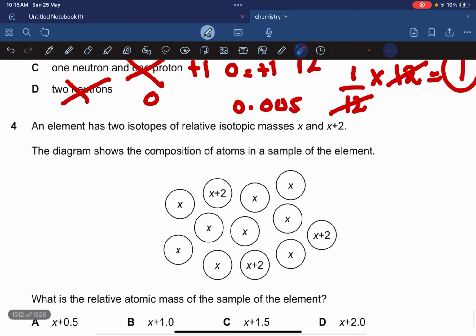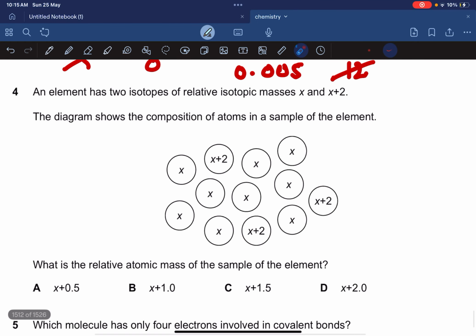Moving on to question number 4, which says an element has two isotopes of relative atomic mass x and x plus 2. Okay, there are two isotopes. Isotopes are atoms of the same element. Okay, the element is the same. You have hydrogen, you have carbon, but what's different is the proton number is the same but the neutron number is different. So the masses are x and the second mass is x plus 2. Okay? These are the isotopes and this is the mass.